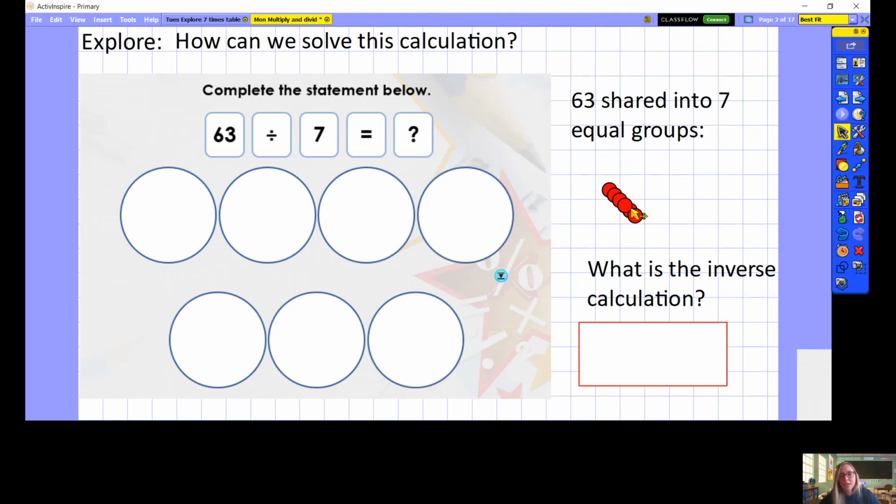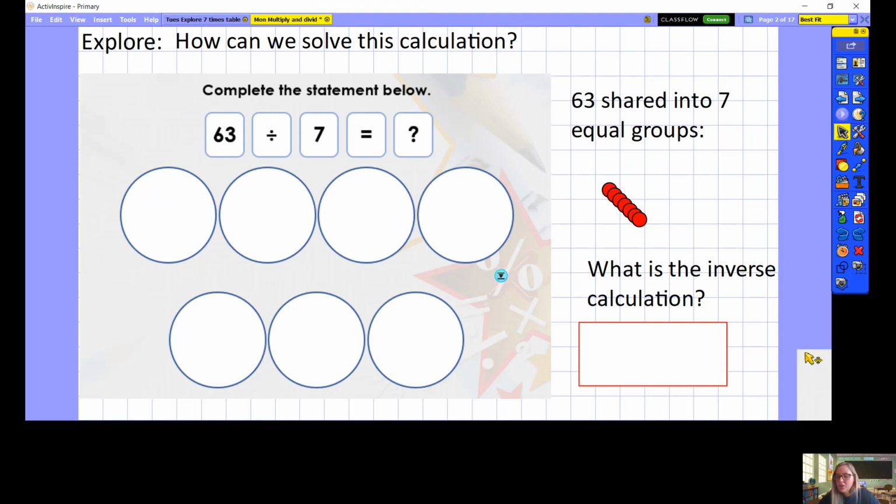So you may want to just count. We could use our knowledge of inverse and count how many 7s there are in 63 to work out the answer, or you could draw an array. So I'm going to let you pause the video while you work out how many 7s you think there are in 63, or 63 shared between 7 equal groups, and then we'll go through the answer.